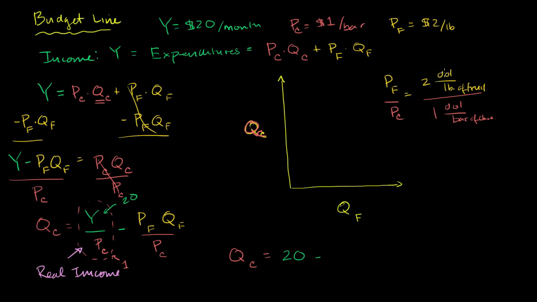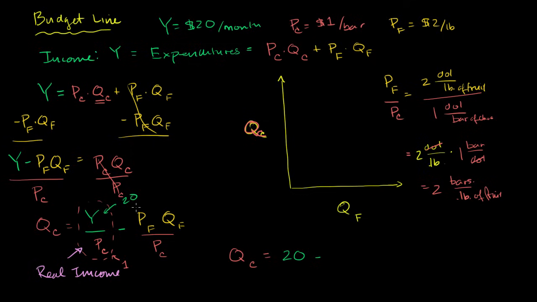You have $1 in the numerator of the numerator and $1 in the numerator of the denominator. Those will cancel out. You could view this as the same thing as the numerator times the reciprocal of the denominator. So you could say $2 per pound times the reciprocal of 1, which is just 1, times 1 bar per dollar. And then the dollars cancel out, and you are left with 2 bars per pound of fruit.